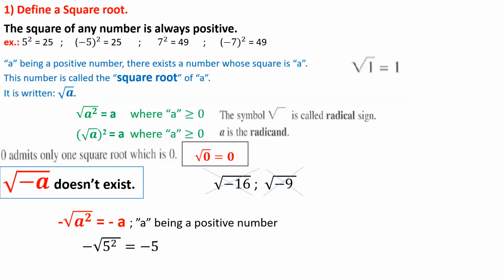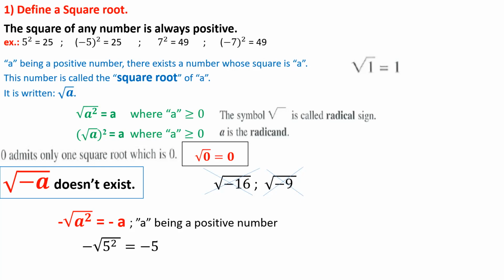Number 1, define a square root. What's a square root? First, we have studied squares of numbers in the lesson powers. If I have a number, how can I get its square? The square of any number is always a positive number. So whatever the number is, when I get its square, my answer is always positive.